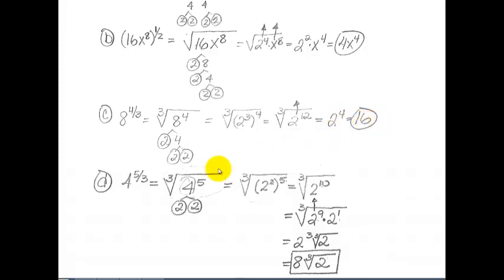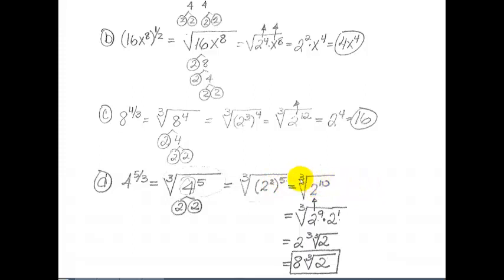Alright, letter D, same approach. You're going to have a cube root. The denominator goes right here as the root, and the 5 goes inside with the base 4 here. We do the prime factorization of 4, which is 2 to the second. 2 times 5 is 10.